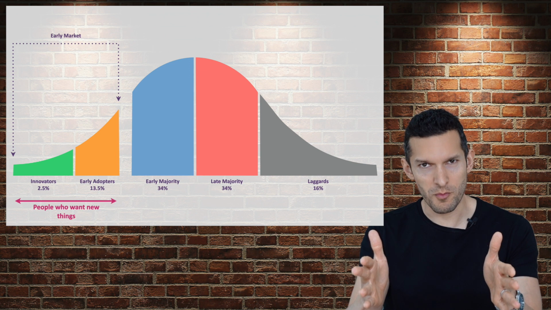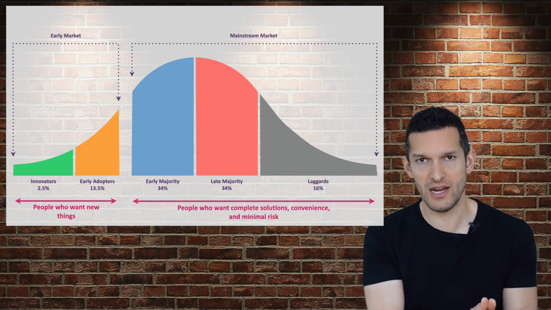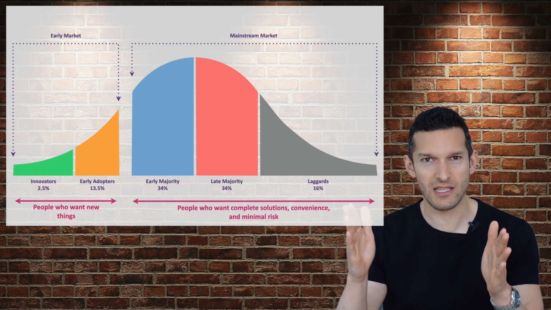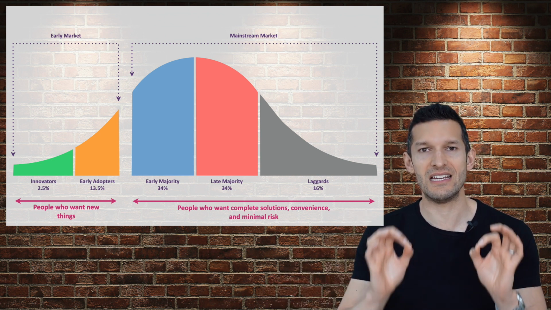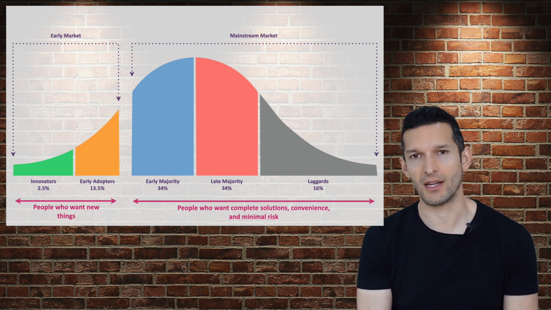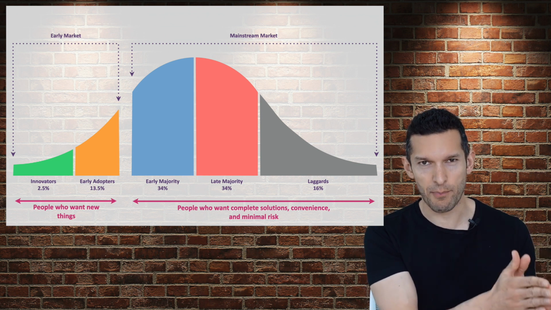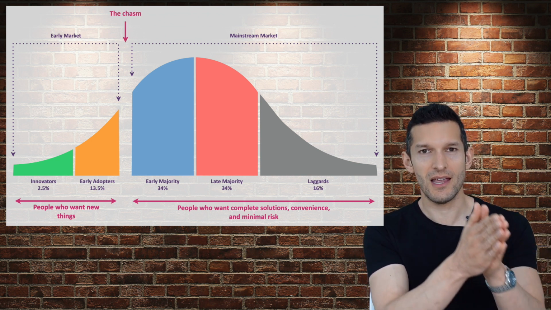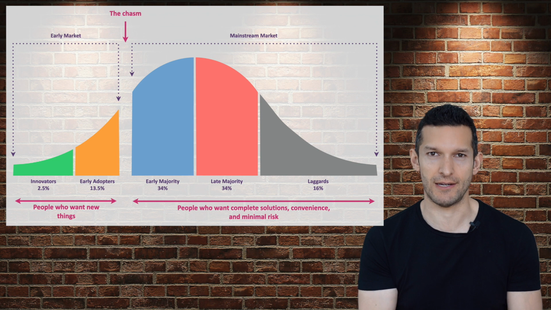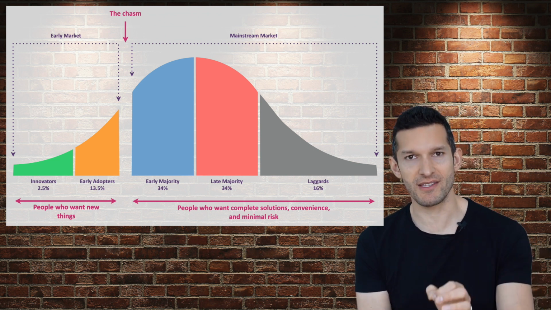The second group is the mass market, right? From early majority onwards. That's the mass market, and they need a different message to the early market. So here's what's interesting. Geoffrey Moore talked about crossing the chasm. That's the gap between the early adopters and the early majority. Well, to succeed, you have to cross that chasm.